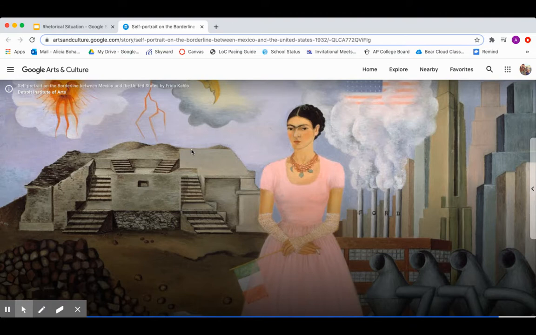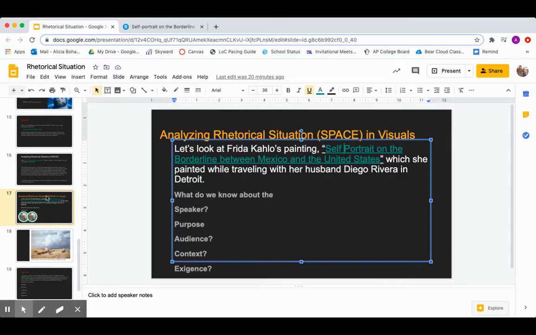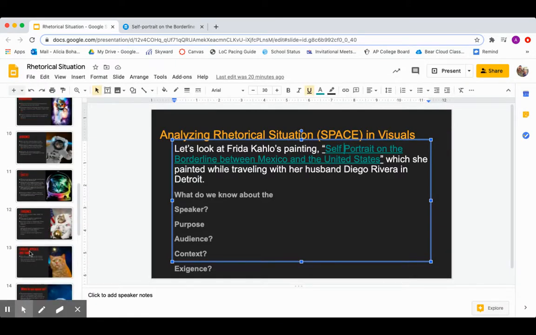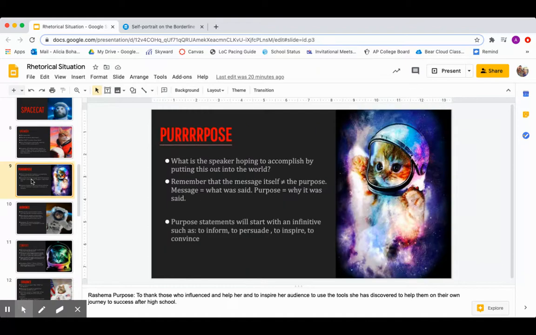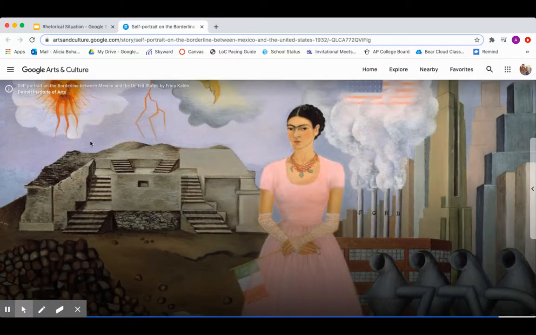But I want you to think about the contrast that Kahlo is drawing between Mexico and the United States, and I want you to come up with a purpose statement. If you remember from our notes, the purpose statement starts with an infinitive, something like to inform, to persuade, to inspire, or to convince. So I want you to come up with a purpose statement for this painting.